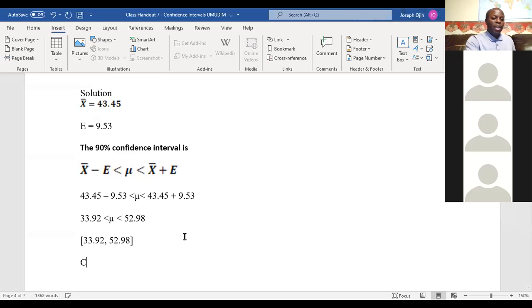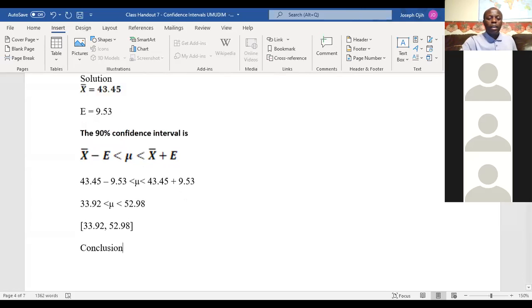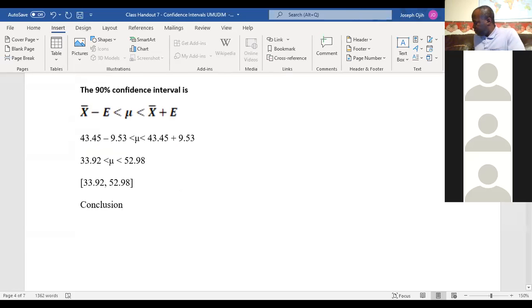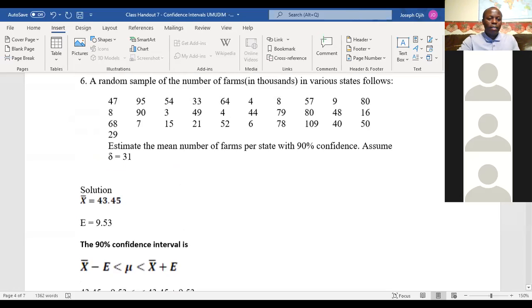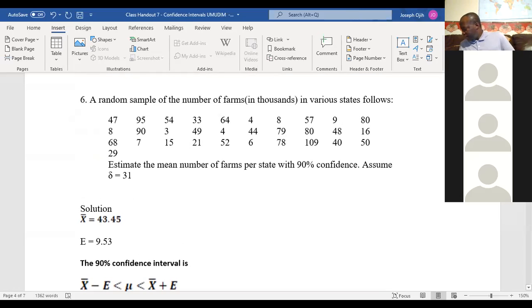Conclusion. Can any of you help us to conclude this? Go back to the question. What was the question? Right here. The confidence level for farms per state. I forgot what you did, but it's something like that.